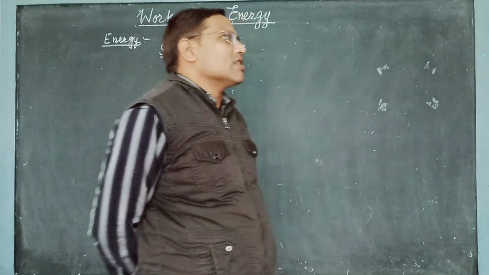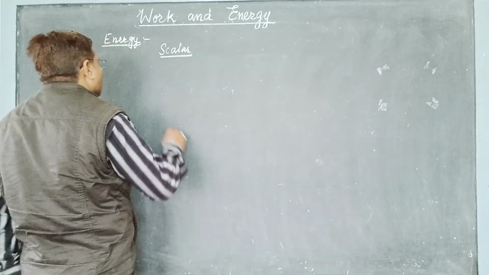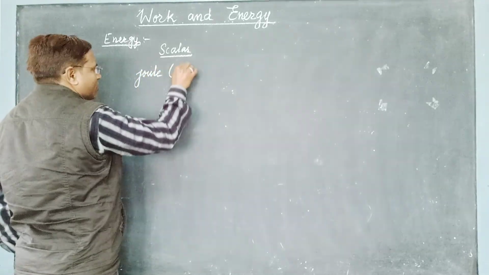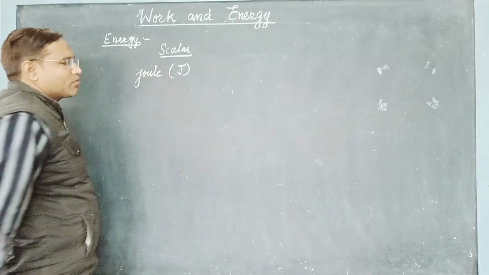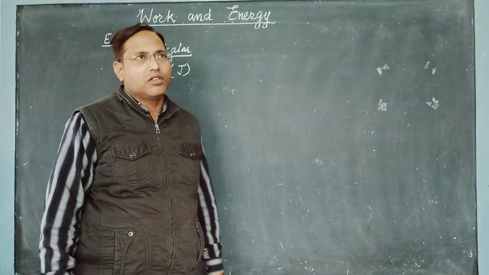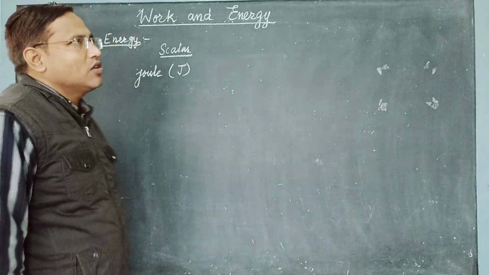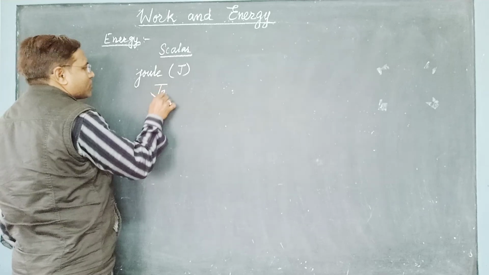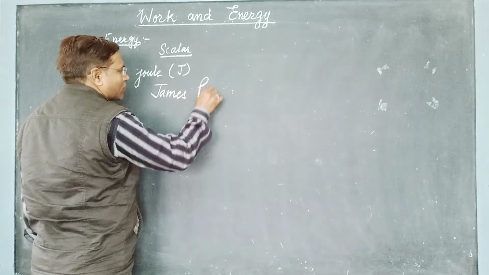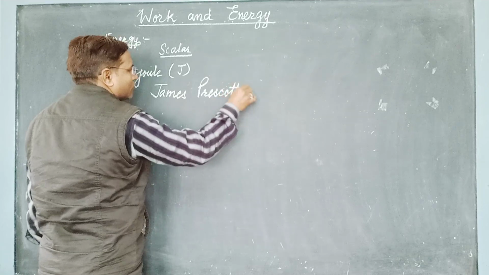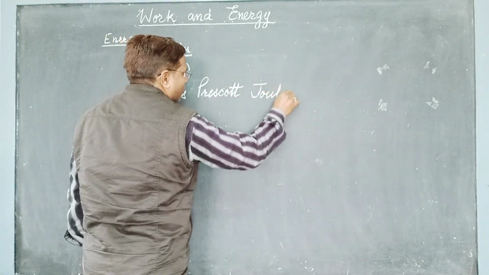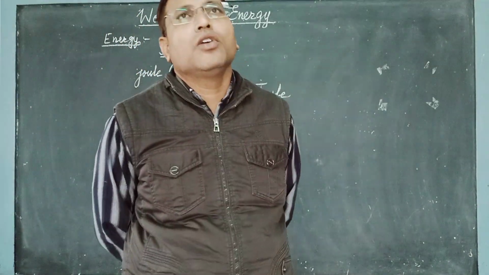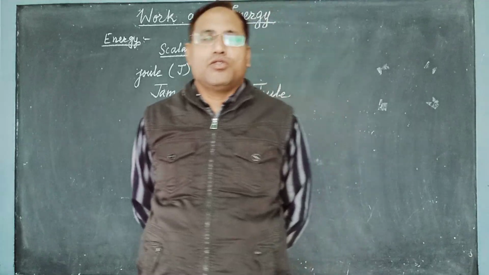Now we have the SI unit of energy. The SI unit of energy is joule, and in short we write capital J. It is in honor of the scientist who found out about energy and told us. In order to give honor to him, his full name was James Prescott Joule. So the SI unit of energy is joule.